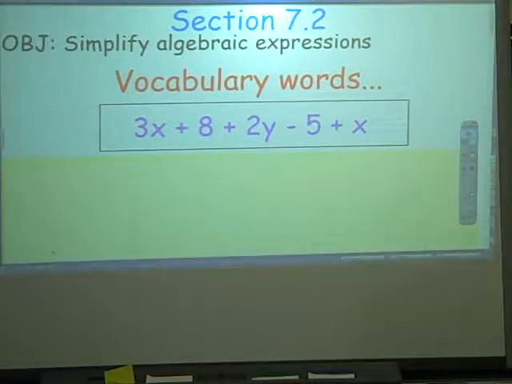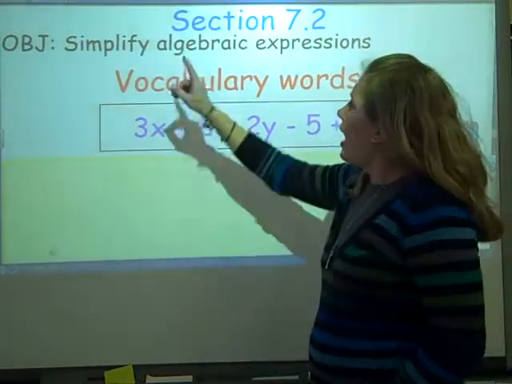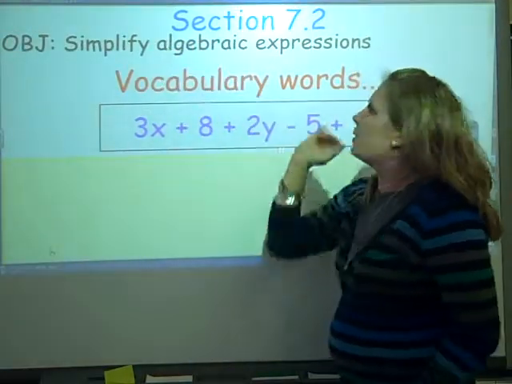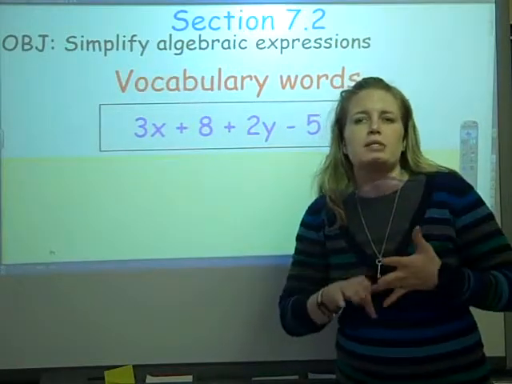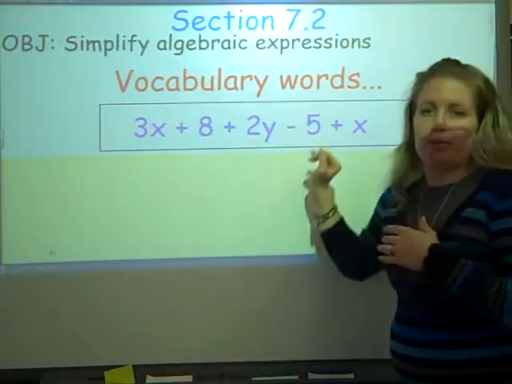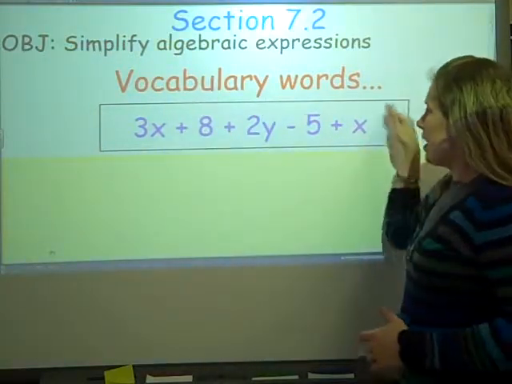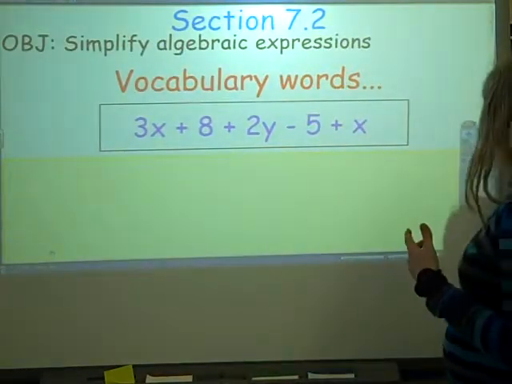Okay, hi everybody. We're going to be working on the second section in Chapter 7, and this will be simplifying algebraic expressions. An algebraic expression has variables and numbers in it. So please, we're going to have a bunch of vocabulary words. Write this down in the box, and we're going to keep referring to it with each vocabulary word. Okay.